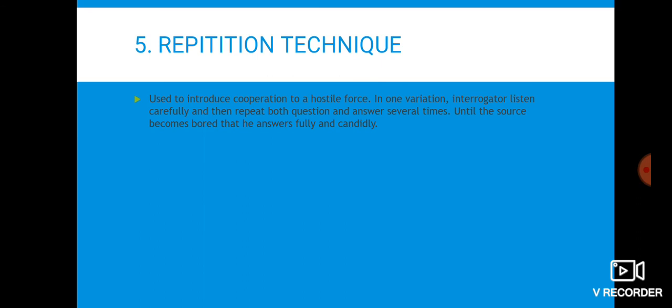Next, number 5, repetition technique. Used to introduce cooperation to a hostile source. In one variation, the interrogator listens carefully and then repeats both question and answer several times until the source becomes so bored that he answers fully and candidly.